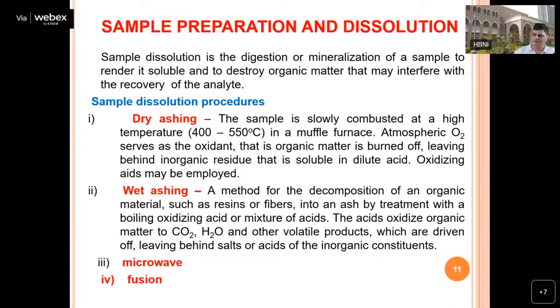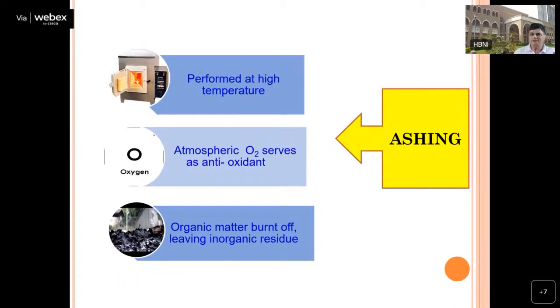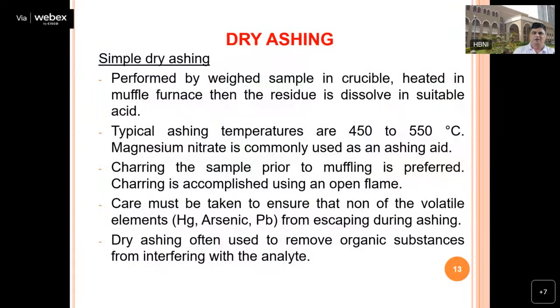Actually, fusion is always the last resort. This is how we perform dry ashing. What are the procedures there? Just put the sample in a crucible, heat it in a muffle furnace, and then dissolve the residue in a suitable acid. And as I told you, the typical ashing temperature is about 450 to 550 degrees centigrade.